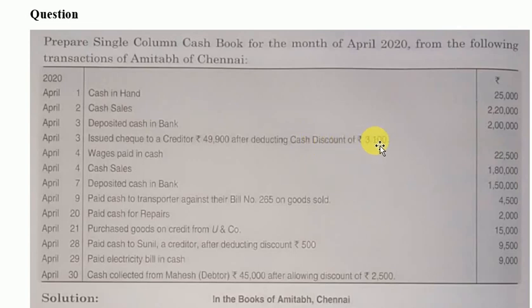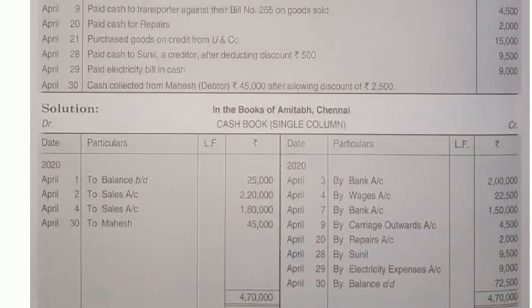But right now we have issued the check, not yet paid through cash. That's why this is a non-cash transaction and this transaction will not be recorded in the cash book. You can see that this transaction has not been recorded in the solution. Okay, you can see this is April 3rd where we have deposited the amount of cash into the bank. This transaction is already recorded on April 3rd and there is no other transaction of April 3rd on the credit side of the cash book.